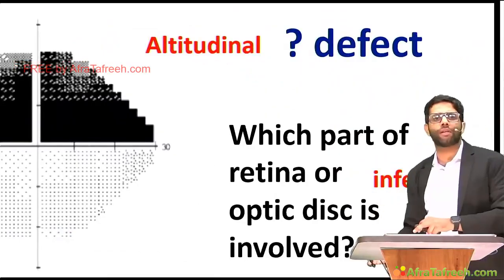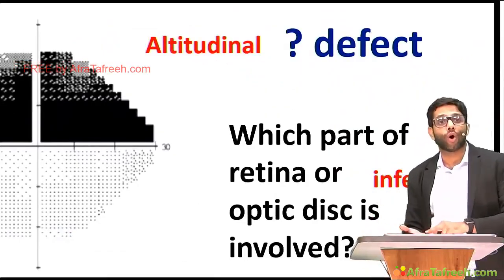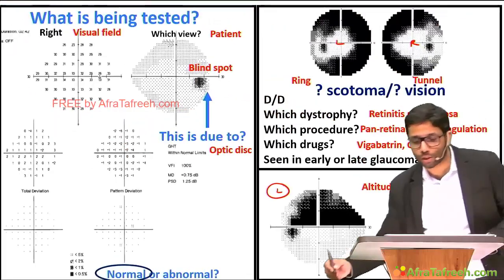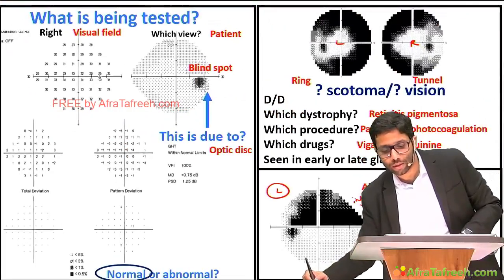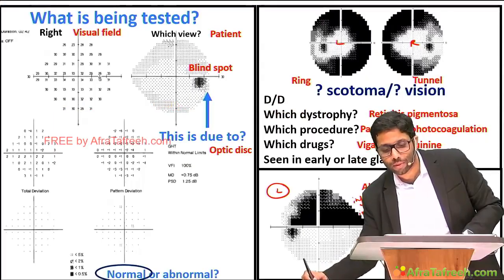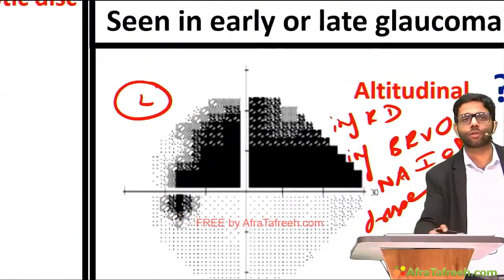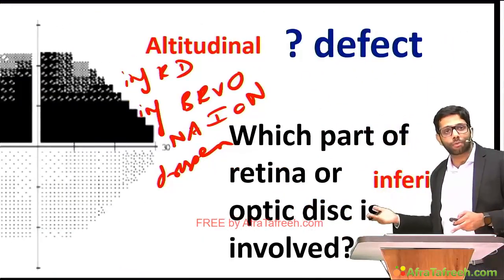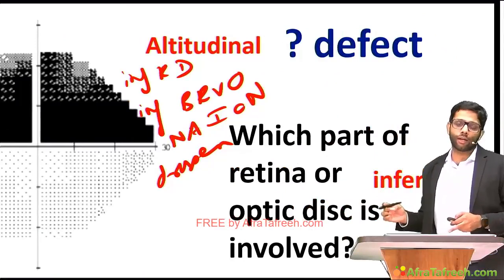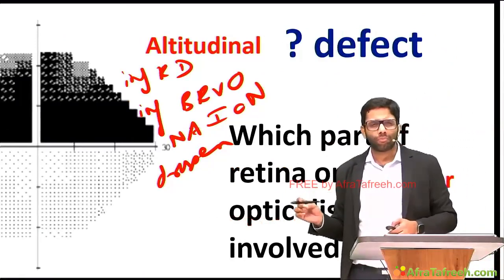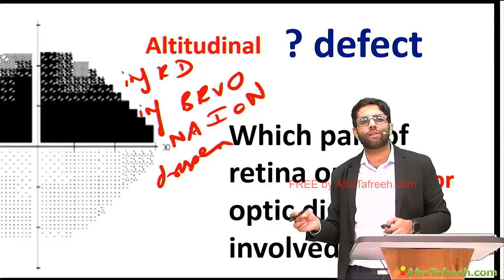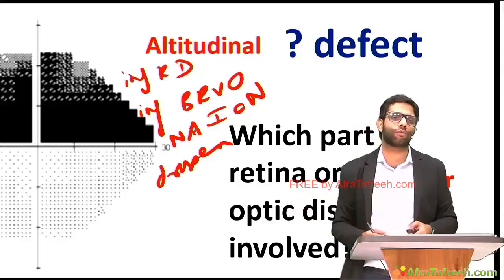Maybe inferior retinal detachment, maybe inferior branch retinal vein occlusion, maybe non-arteritic ischemic optic neuropathy, maybe some drusen of the optic disc. Optic disc drusen inferiorly can also cause this. Optic disc drusen is not asked in the exam, but optic disc drusen inferiorly can also lead to superior visual field defects.